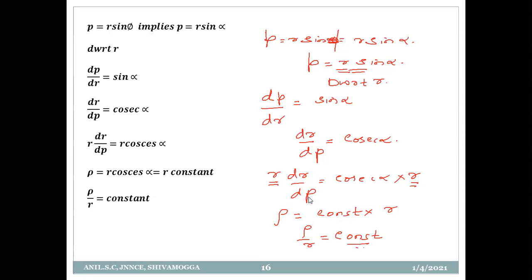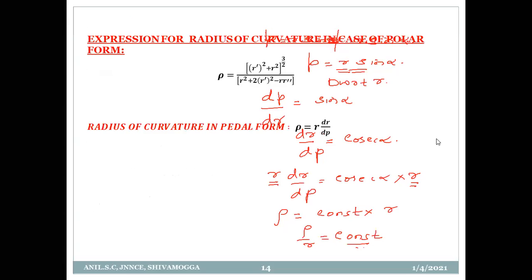R into dr by dp is the radius of curvature in pedal form. We use this pedal form to solve problems which are expressed in terms of polar form also. I have given this expression here: radius of curvature in pedal form is rho is equal to r into dr by dp.